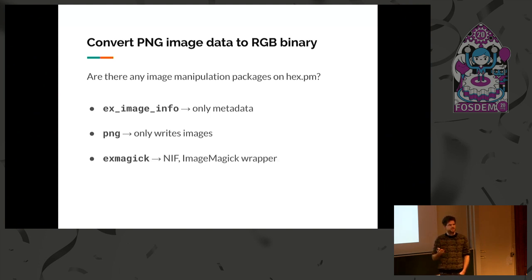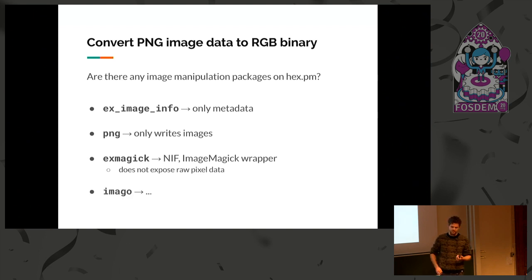XMagic is like an ImageMagick wrapper, so that's based on a NIF. A NIF is like a C library that is built in, so that you can call out to C from Erlang. That looked actually pretty interesting, but it does not expose the raw pixel data either. It just allows you to transform images.